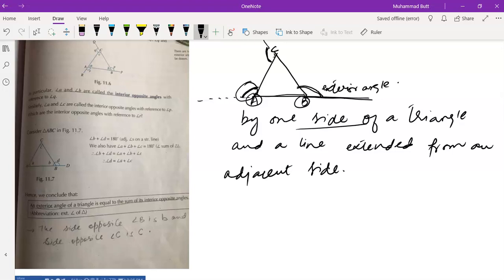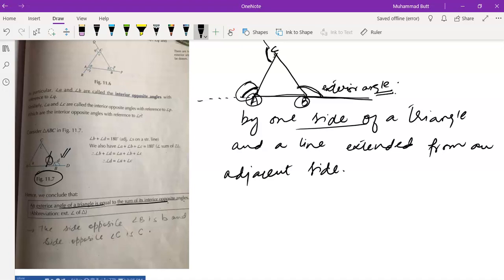Now we'll come to the property of the exterior angle of the triangle, and it is that an exterior angle of a triangle is equal to the sum of its interior opposite angles. What are the interior opposite angles? Look at the figure 11.7 in your book. Angle D is the exterior angle. The adjacent interior angle is angle B.